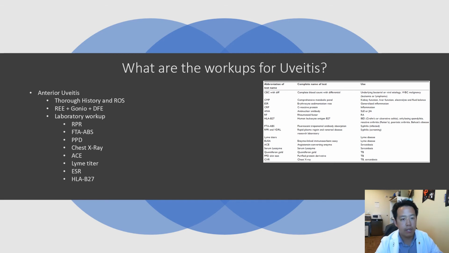Definitely with the history, ask if they've been anywhere that may have a higher chance of, let's say, Lyme or ticks. If they've been in certain states or been around certain animals, you can already rule out toxo or other types of diseases. Review of systems, if they've had surgery, if they've had injury, if they had certain types of diseases already present, that can lead you in the right direction. So definitely spend extra time talking with the patient if there's any suspicion of uveitis.